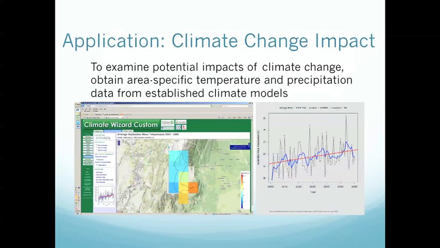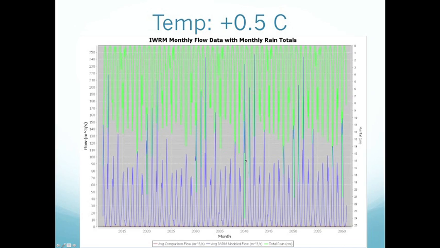In this case, we pulled the climate projection data for the next 50 years, so between 2010 and 2060. In this basin, it was projected that it would experience about a half of a degree C increase in temperature. And this is the simulation. I'm going to show you later in the video how to run this, but I'll show you quickly the results. This is a 50-year simulation, 2010 to 2060.